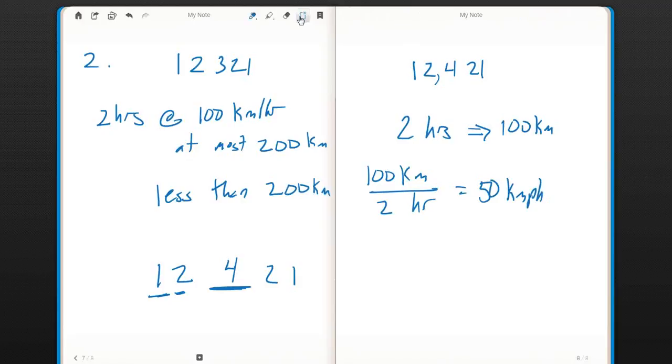Actually, the book writes it with a line. Doesn't really matter. When we do miles per hour, we usually put a P for per. When we do kilometers per hour, they put the slash line instead. Same thing.